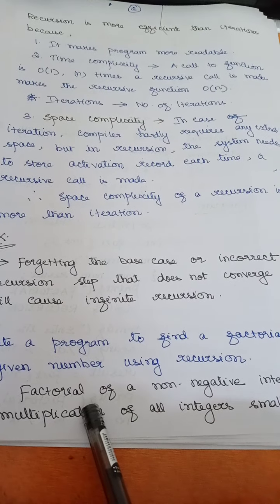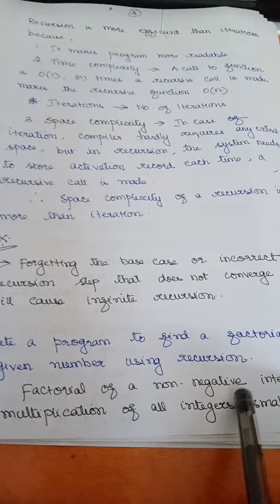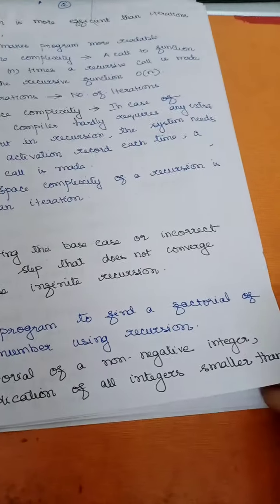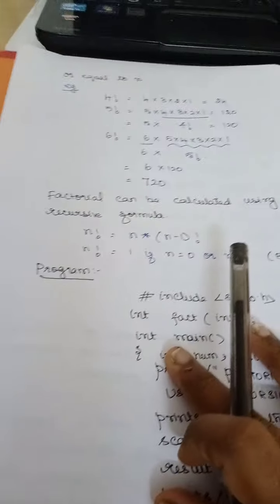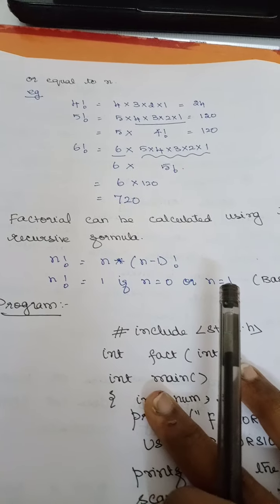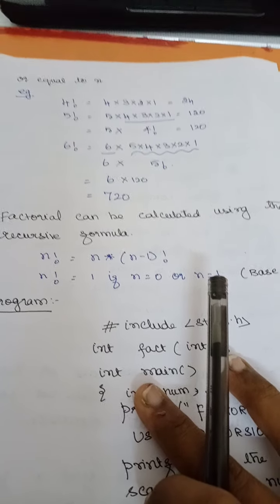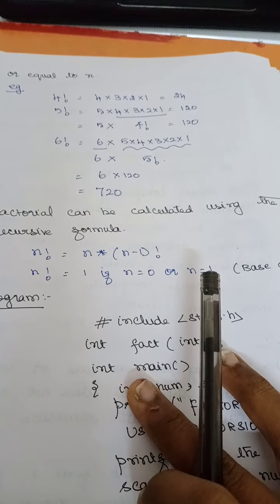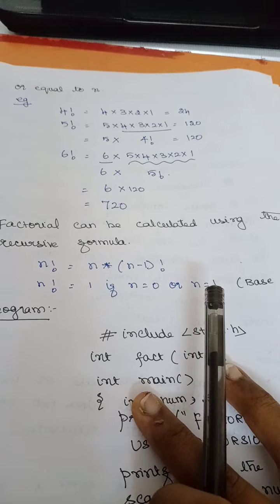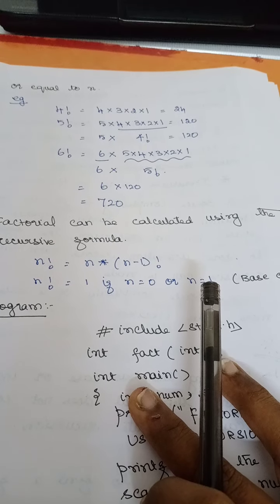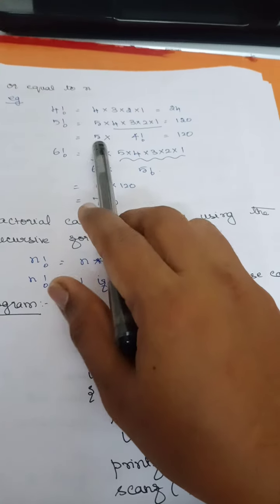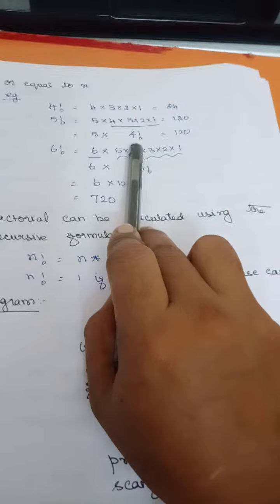What do you mean by a factorial? Factorial of a non-negative integer n is the multiplication of all positive integers smaller than or equal to n. For example, if I want to find 4 factorial, it is nothing but 4 into 3 into 2 into 1. Similarly, 5 factorial I can write as 5 into 4 into 3 into 2 into 1, or else as 5 into 4 factorial.